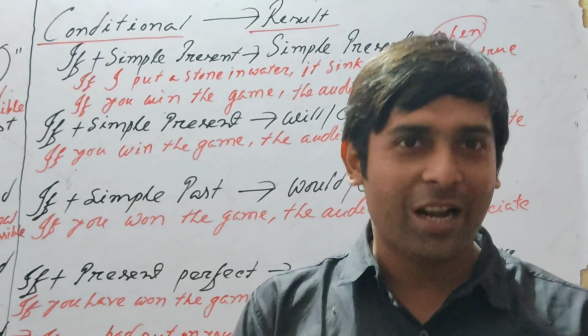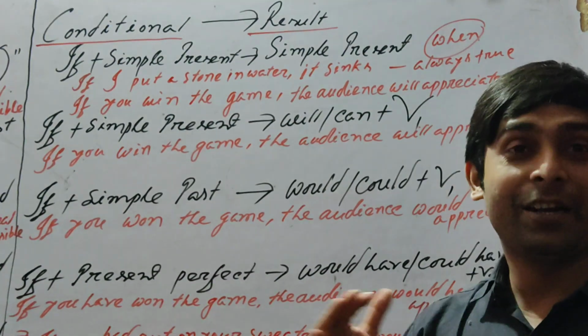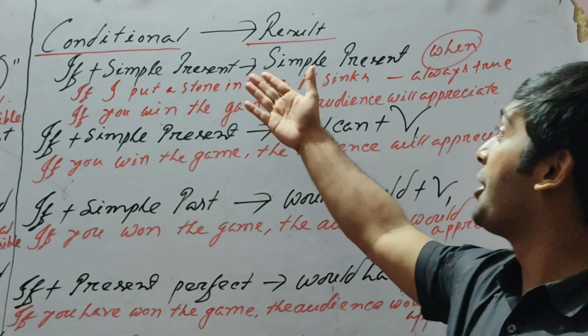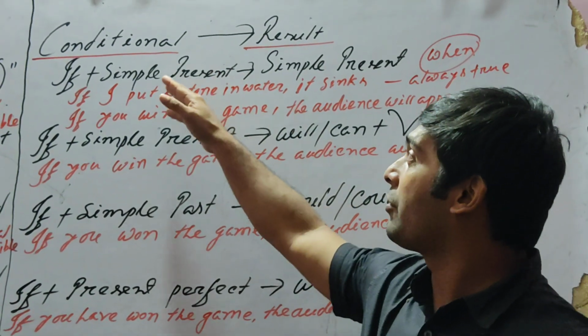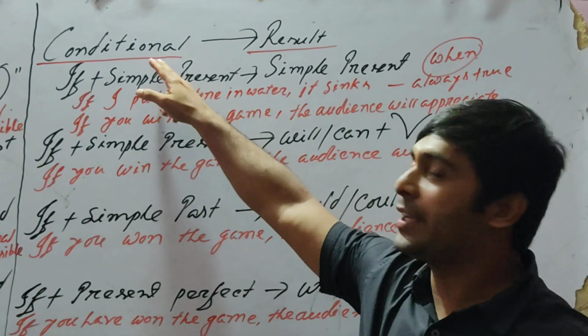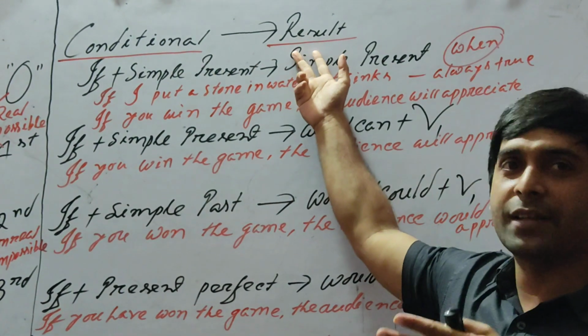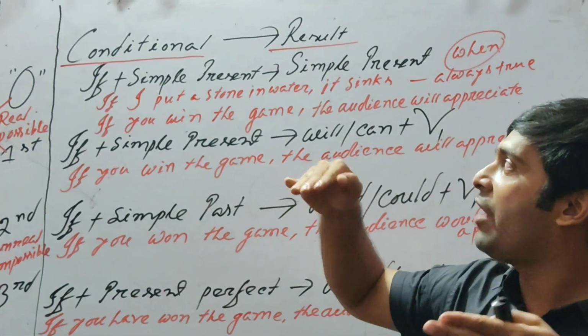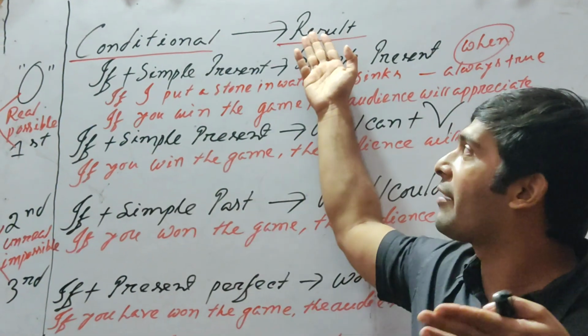Right now, I welcome all of you to my English class, and today we are going to look at conditional sentences. And of course, there are two parts. The first one is the condition, the second one is the result. I mean, the sentence is divided into two parts, condition and result.